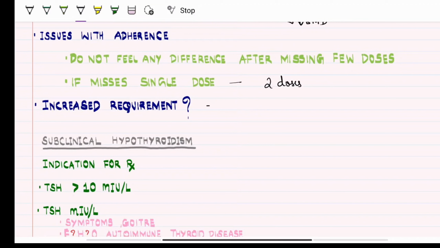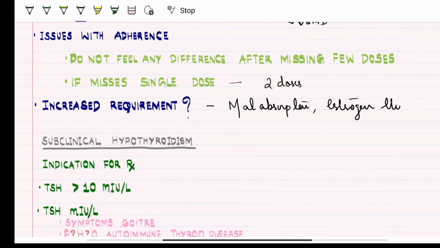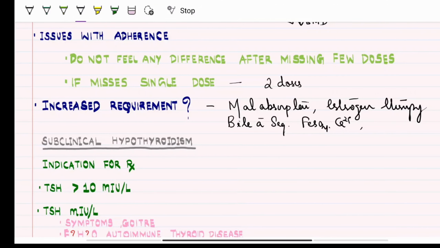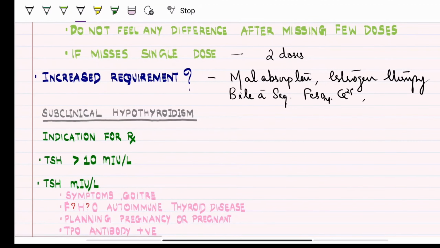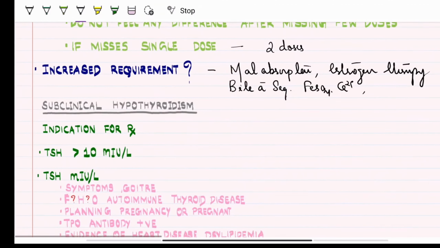There is an increased requirement in case of malabsorption, in case of estrogen therapy, in case of bile acid sequestrants, and in case of ferrous sulfate or calcium treatment. In such cases, we need to increase the dose. Those are the main points regarding this.